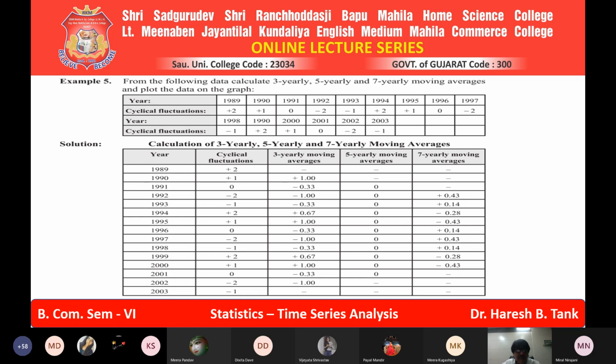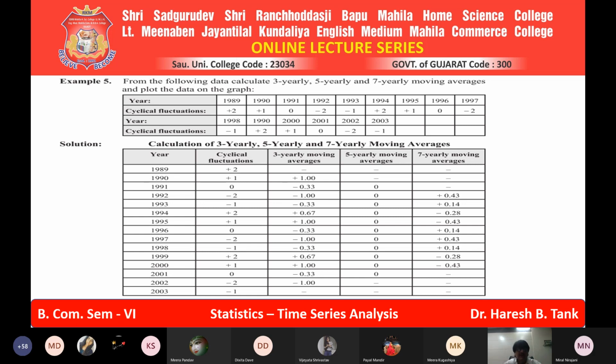Here there was one more thing, that is to plot this data on graph paper. If this is given to you, now you have to plot these points on a graph paper. Let us suppose a 3 yearly moving average graph paper. Naturally, the years are 1989 to 2003, of which 1989 and 2003 are not there, so 1990 to 2002. That data is to be plotted. So the first coordinates would be 1990, and the 3 yearly moving average is +1.